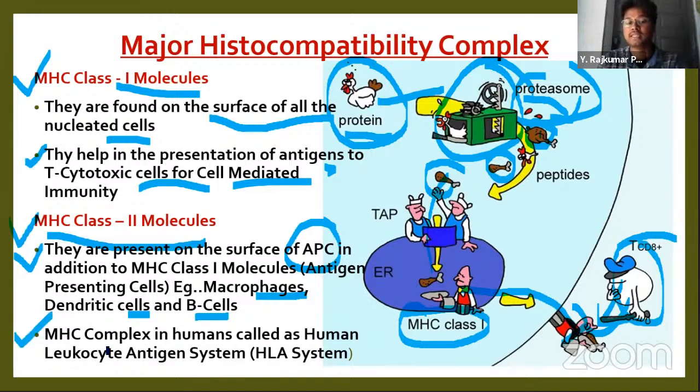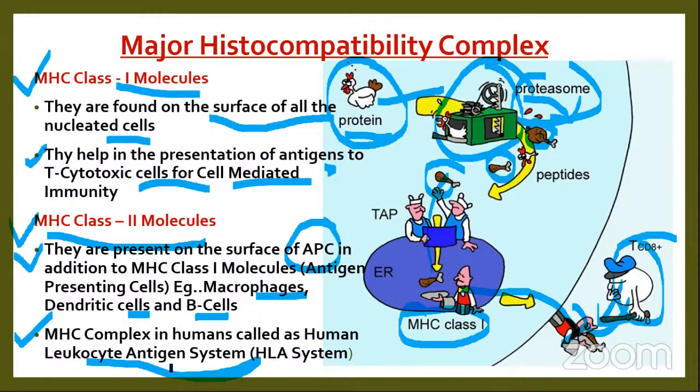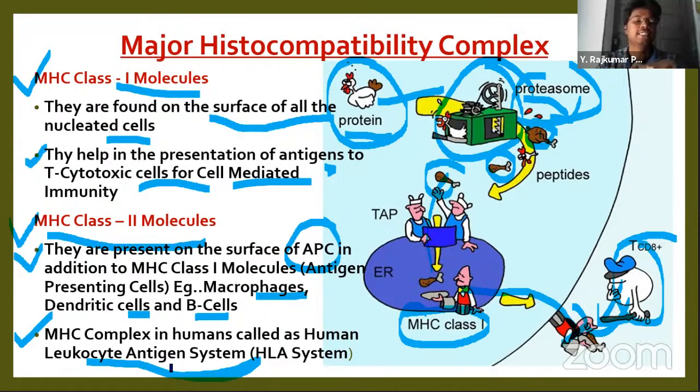In human beings, the MHC complex is named differently, as the human leukocyte antigen system, the HLA system. In other organisms we call it MHC, but when it comes to human beings, we have named it separately, the human leukocyte antigen system. Hope you have understood. MHC stands for major histocompatibility complex. MHC class 1 molecules exist on every nucleated cell of the body, and MHC class 2 molecules are only present on the antigen presenting cells. Hope you have understood this.